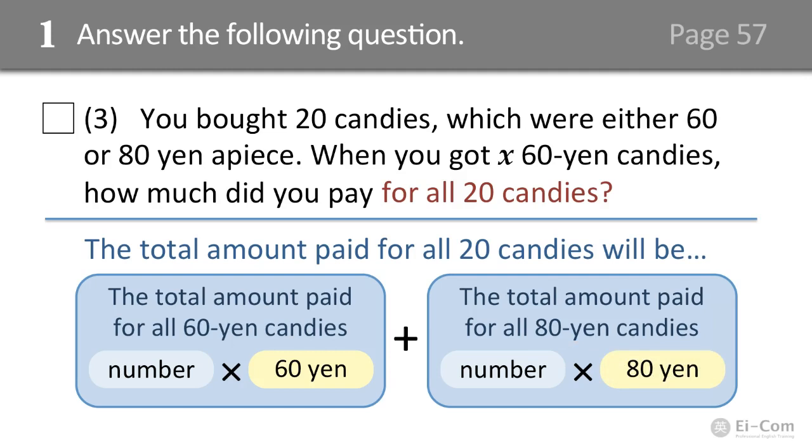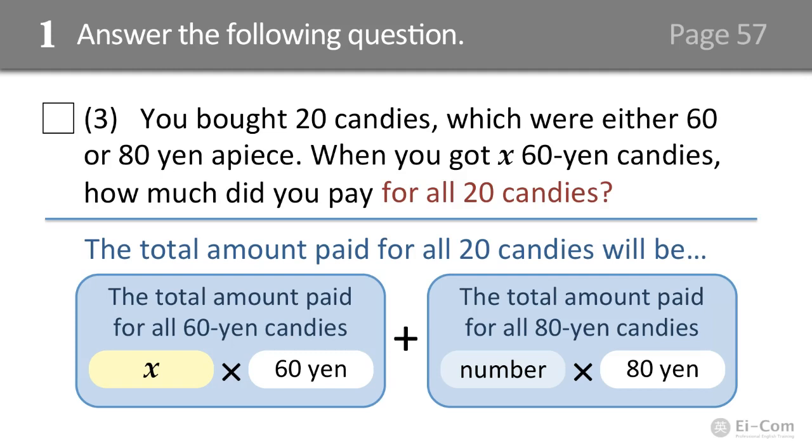Next, let's focus on the number of candies. First, how many 60 yen candies did you buy? Well, that information is given in the question. It says you got X number of 60 yen candies. So let's include that in the expression.